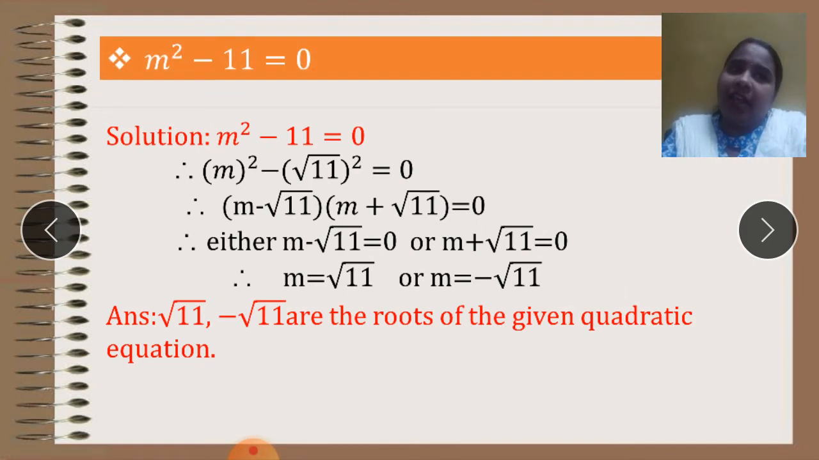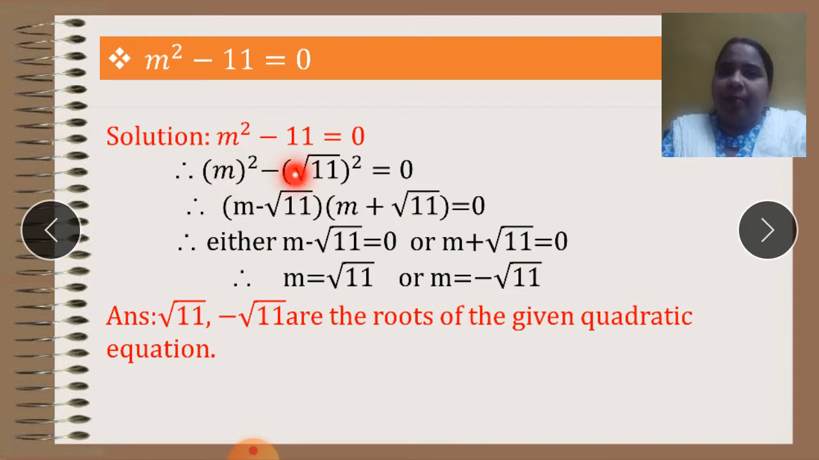Now see, this is again different from the previous ones. m square minus 11 is equal to 0. Now here I can't see any 11m that I can take common directly as we did in the previous sum. It is simply m square minus 11 and this 11 is not a perfect square also. So then what to do?